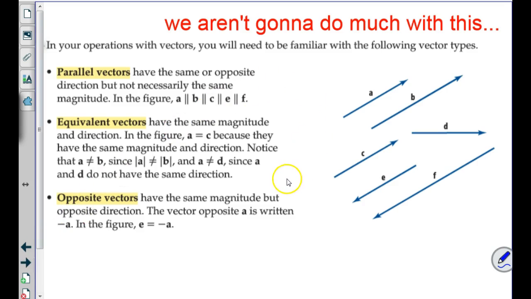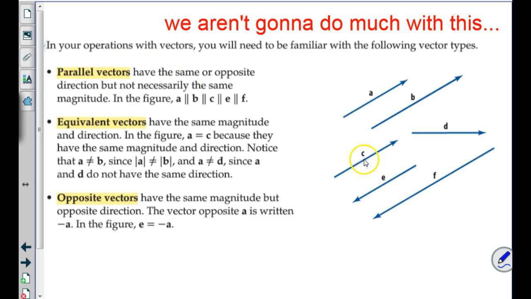All right, we're not going to do a whole lot with this, but the idea of parallel, if we were going to use tip to tail or tail to tail addition later, you would need to understand equivalent, parallel, and opposite vectors because we'd be moving vectors around, but we're not going to do a lot of this. A and C are called equivalent because they're the same length and the same direction, okay? A and D would be the same length, but they're not the same direction. C and E would be opposite vectors because they're exactly the same length and going in exactly opposite directions, or parallel vectors.